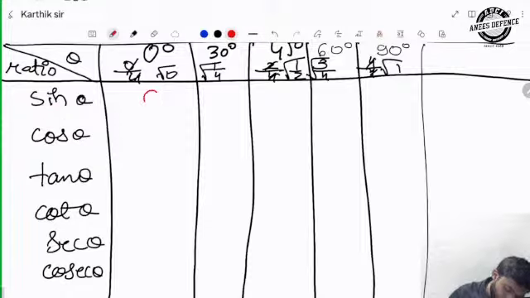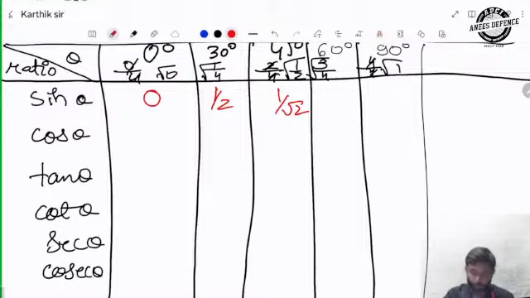So the value of sin 0 is 0. The value of sin 30 degree is 1 by 2. The value of sin 45 is 1 by root 2. I hope you know how I got 1 by root 2. Sin 60 is root 3 by 2, and this will be 1. This is the exact value of sin theta for 0 degree, 30 degree, 45 degree, 60 degree and 90 degree.